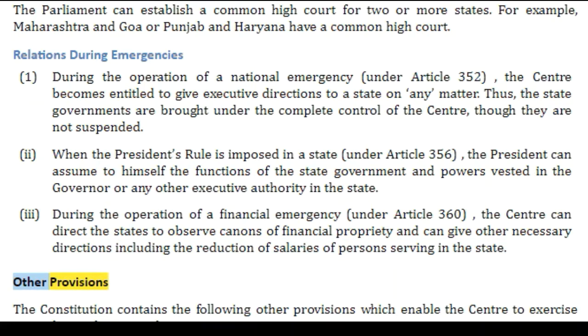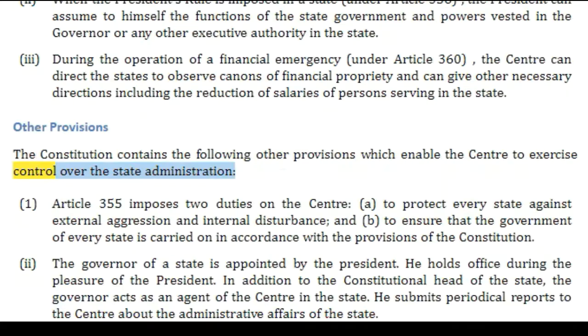Other provisions. The Constitution contains the following other provisions which enable the center to exercise control over the state administration. 1. Article 355 imposes two duties on the center. A. To protect every state against external aggression and internal disturbance, and B. To ensure that the government of every state is carried on in accordance with the provisions of the Constitution.